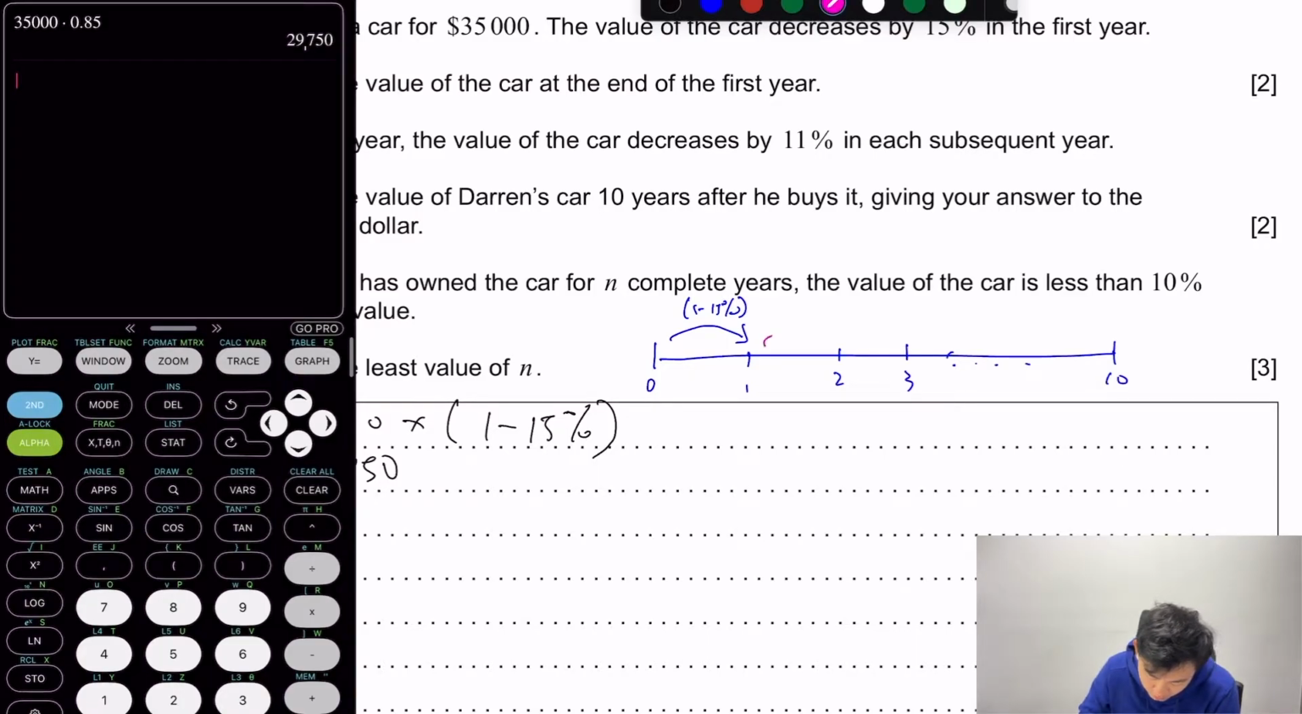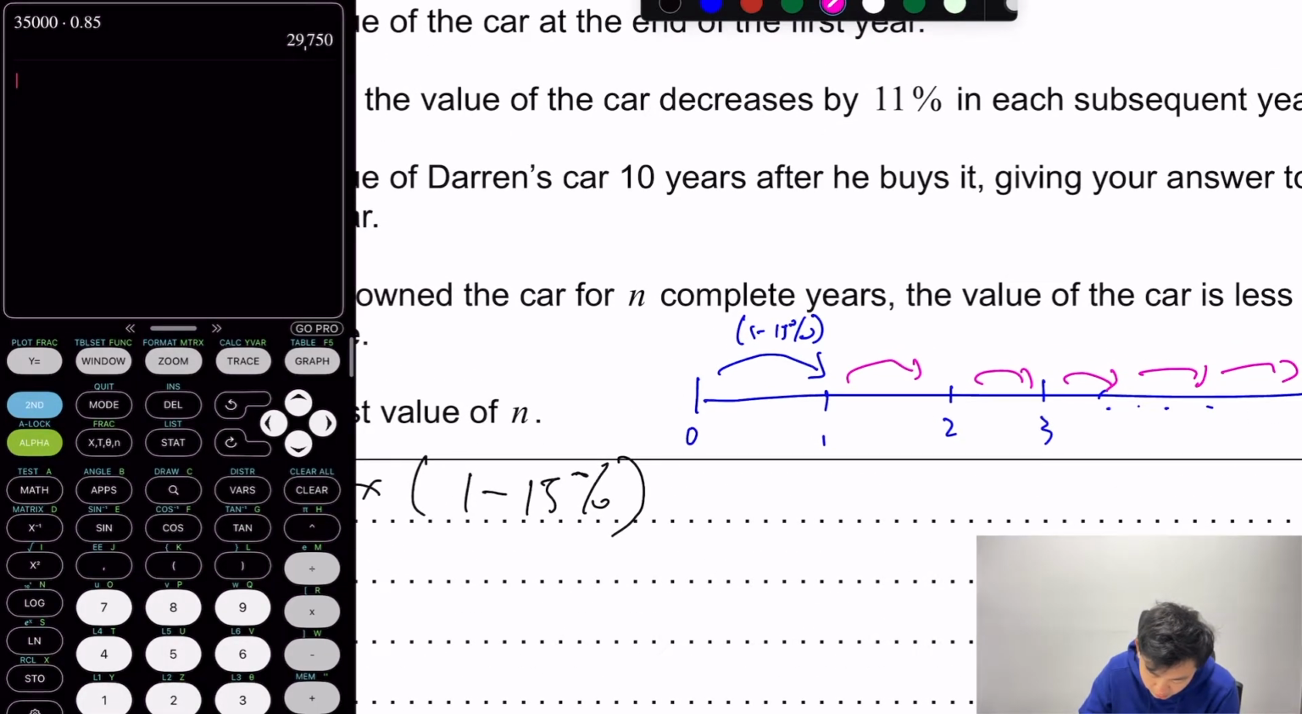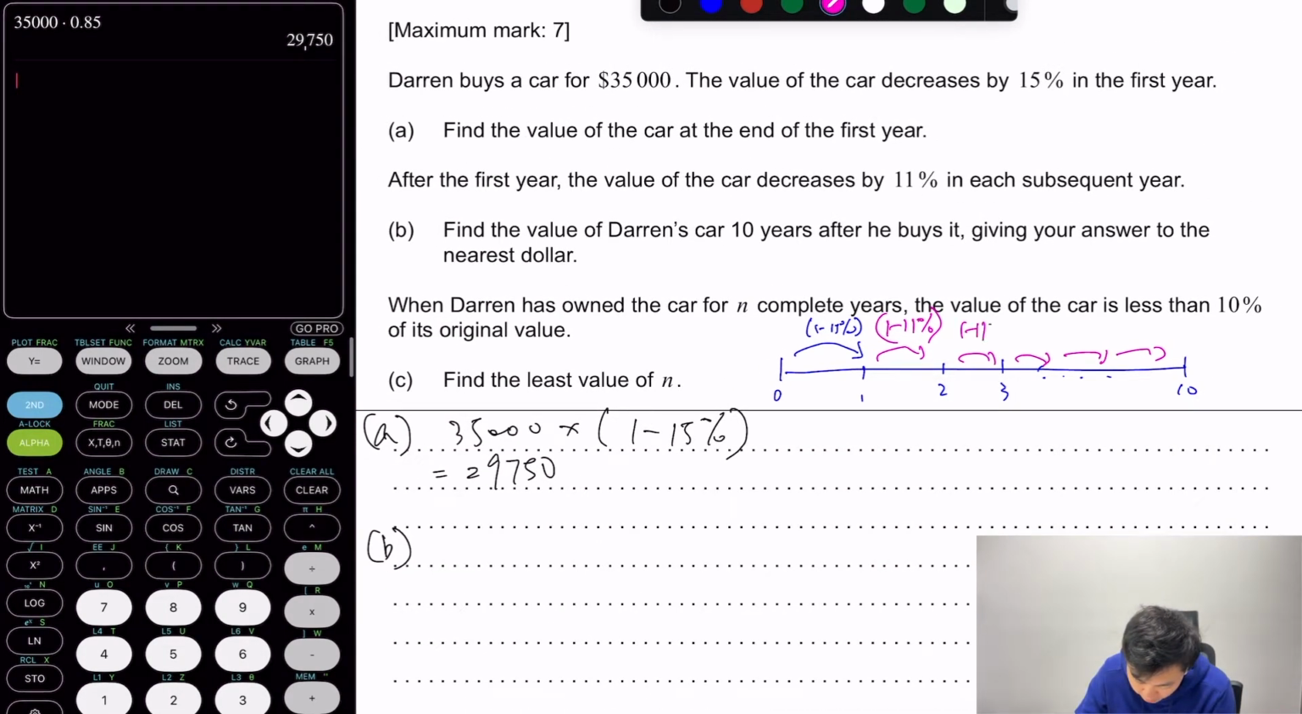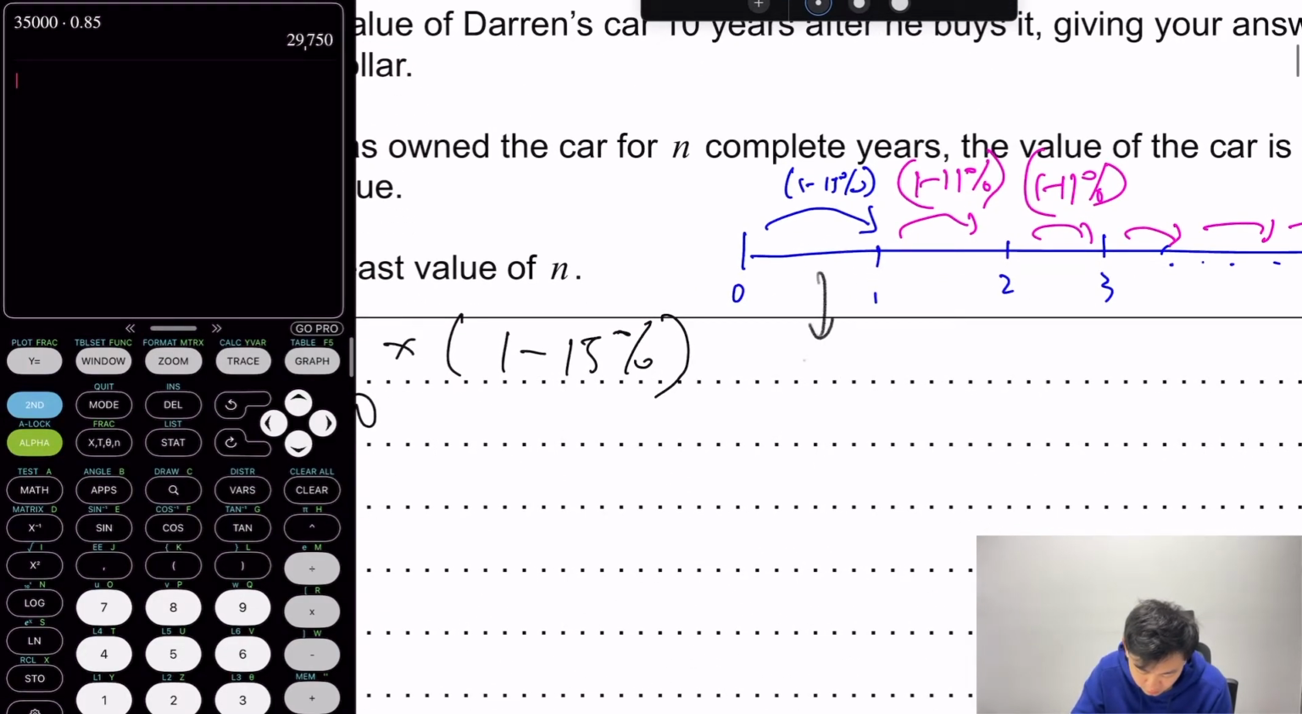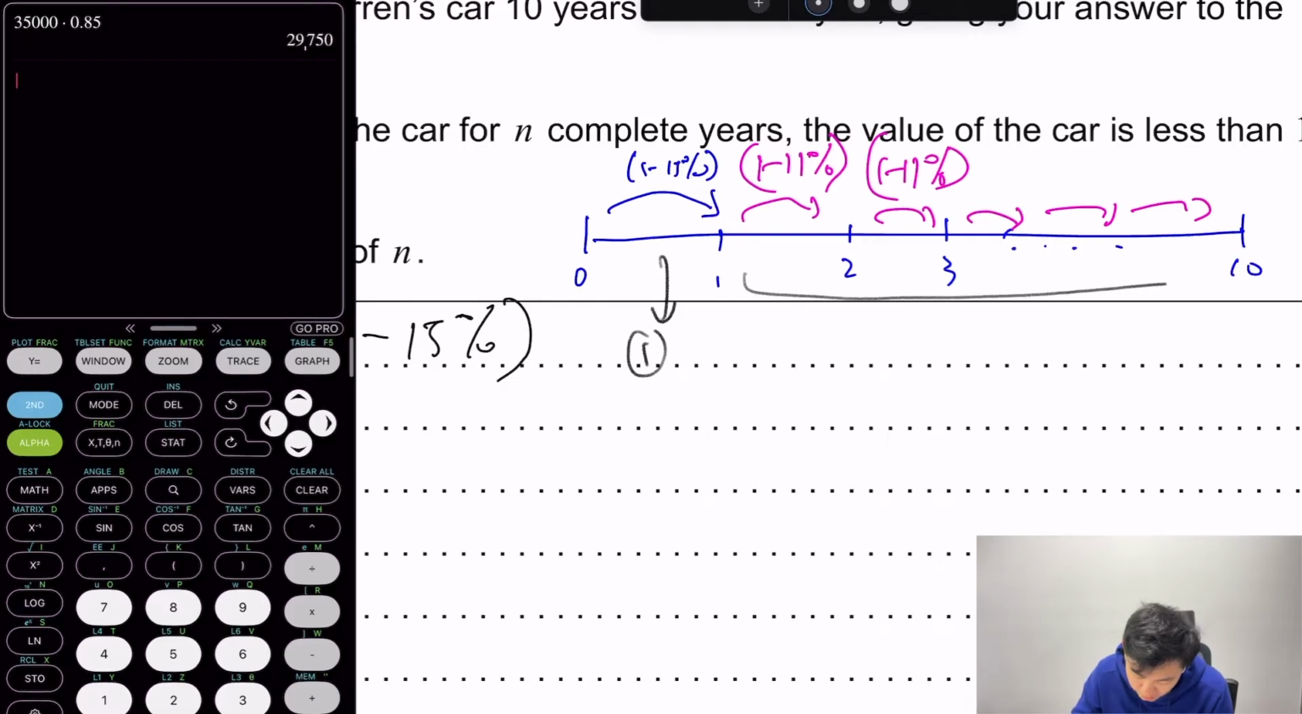But then for the years after the first one, each of those years are actually 1 minus 11% because they decrease by 11% each year, right? So now my question is, how many times does that go through the minus 11%, except for the first year? Out of the 10 years, only the first year actually experienced a 15% decrease. But then the rest of the 9 years are decreased by 11%. So you recognize that there is 1 year of 15%, but then the 1 minus 11% is experienced for 9 years.